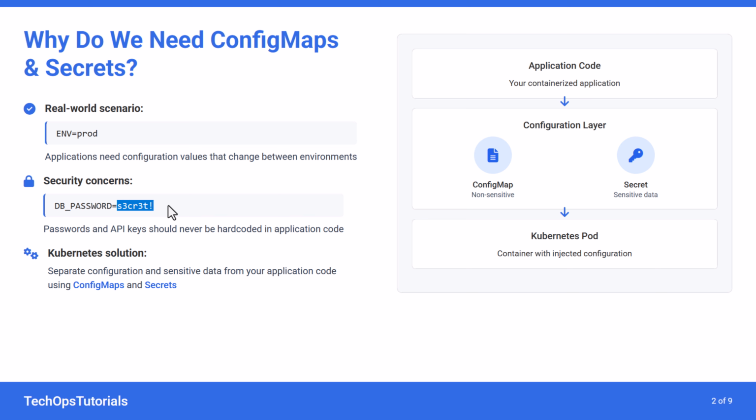It introduces a clean separation between your application and its configuration using two powerful objects: ConfigMaps for non-sensitive configs, and Secrets for sensitive data like passwords. This way, your application code stays clean and reusable, and all your config, secure or otherwise, lives outside the container.